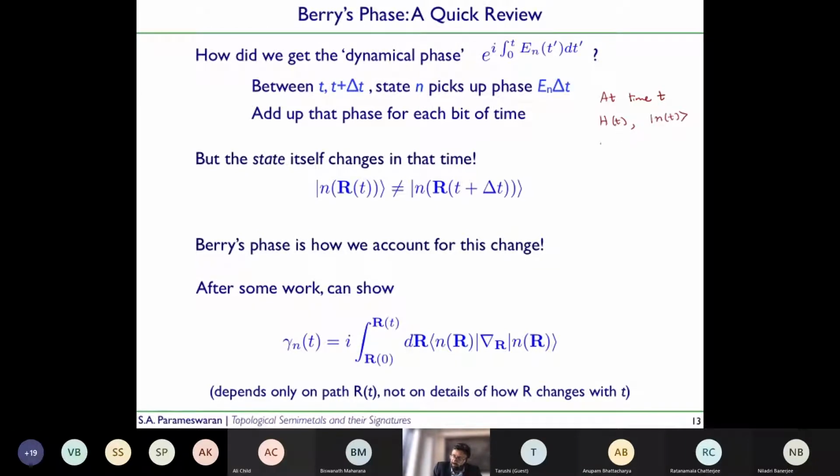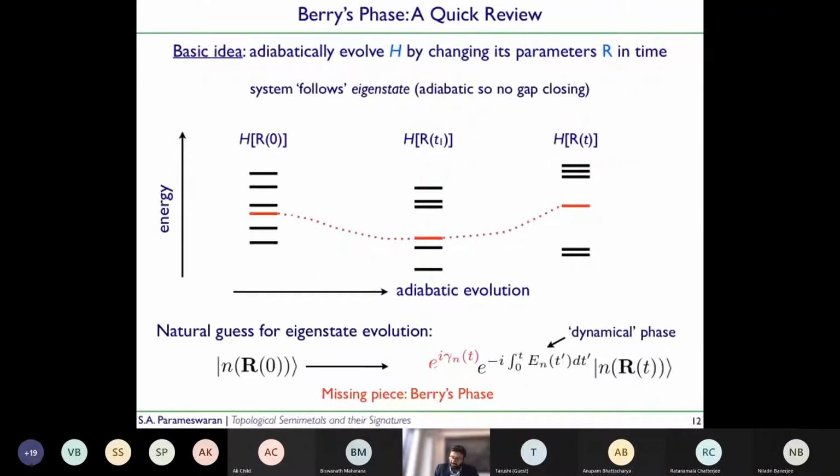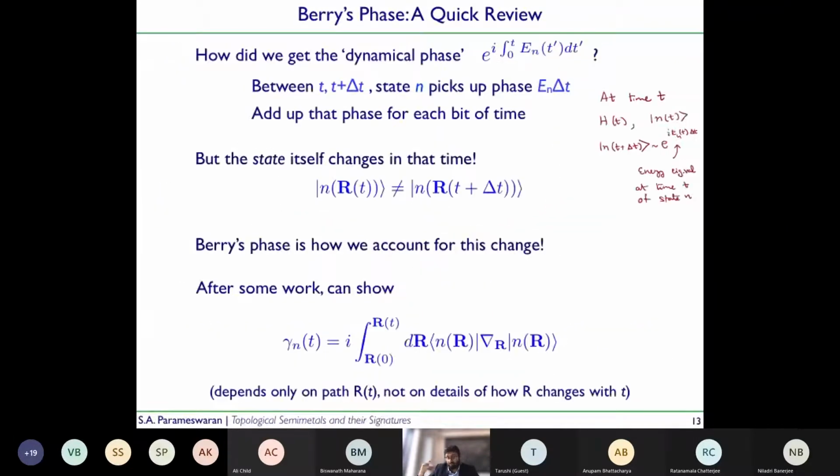So I know that if I evolve one candidate for n of t plus delta t, if I ignore the fact that the Hamiltonian has changed, this is just e to the i E_n(t) delta t, where E_n(t) is the energy eigenvalue at time t of state n. And in principle, this energy eigenvalue could be a function of time, because if you look at this evolution I drew over here, you see that as time evolves, that energy moves around. And so I have to diagonalize the problem at each instant of time and move. So that's perfectly fine. I know about how that works.